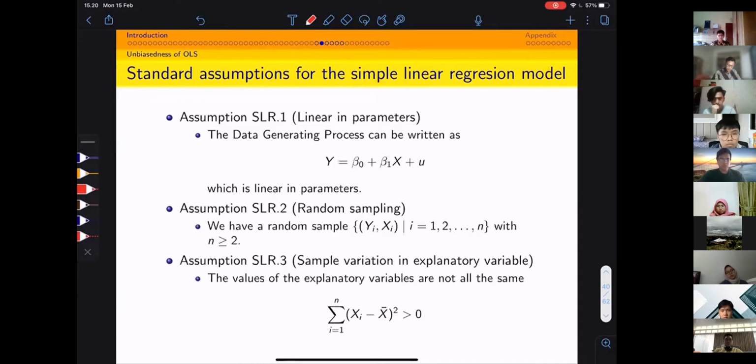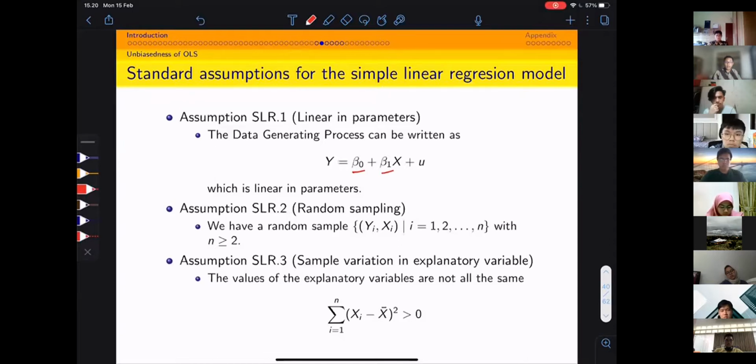Okay, so you can have beta 0 and beta 1, they're both linear. You cannot have, for example, y equals beta 0 squared plus beta 1 to the power of 3 times x plus u. Okay, so this won't happen. What you need is a model which is linear in the parameters, which are beta 0 and beta 1.